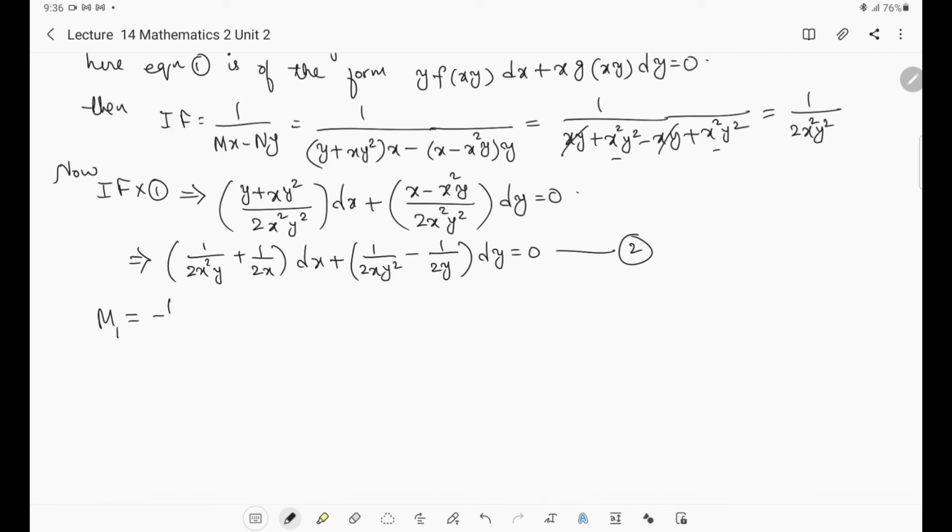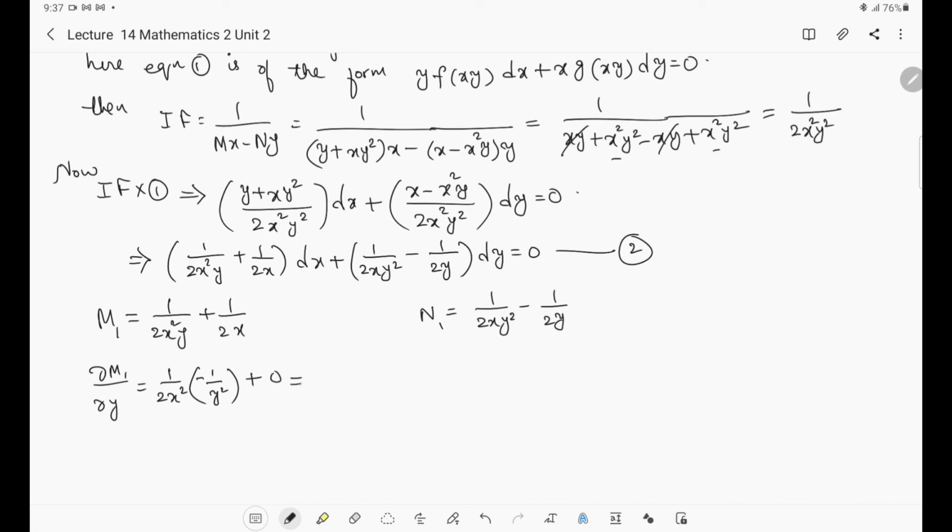So m1 is given by 1 by 2x square y plus 1 by 2x, and n1 is given by 1 by 2xy square minus 1 by 2y. Now find dou m1 by dou y. Dou m1 by dou y: 1 by 2x square as it is, differentiation of 1 by y is minus 1 by y square, plus 1 by 2x. There is no y in 1 by 2x, so the differentiation is 0. Simplify this, what we get here is minus 1 by 2x square y square. Now in the same way find dou n1 by dou x.